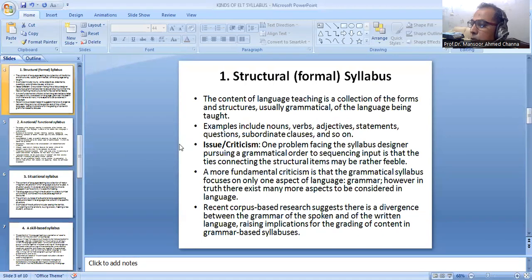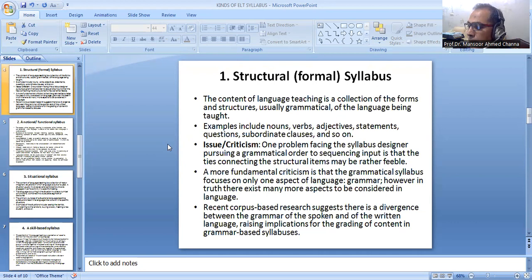Number one type is called the structural or formal syllabus. The content of language teaching is a collection of the forms and structures, usually grammatical, of the language being taught. Examples include nouns, verbs, adjectives, statements, questions, subordinate clauses, and so on.